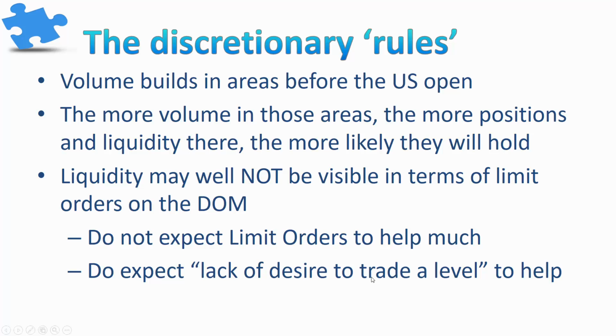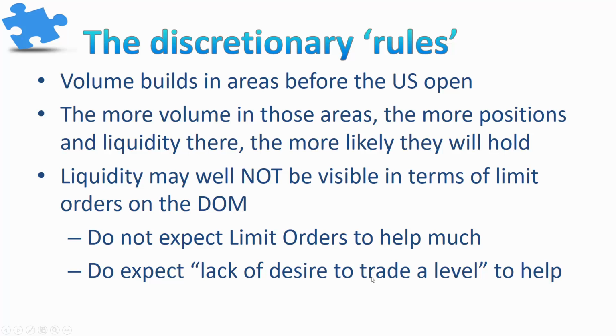So the rules are, volume builds before the US Open in a lot of markets. The more volume in distinct areas, the better. More positions, more liquidity. Don't expect the liquidity to be visible as limit orders on the dome. This is all about the flow of orders and positions. Entries are refined with the order flow, which mostly is going to show in a lack of willingness to trade at a price. So getting to the edge of that area and just nobody wants to touch it. Everybody's hands off. So you're actually trading a relative absence of order flow.